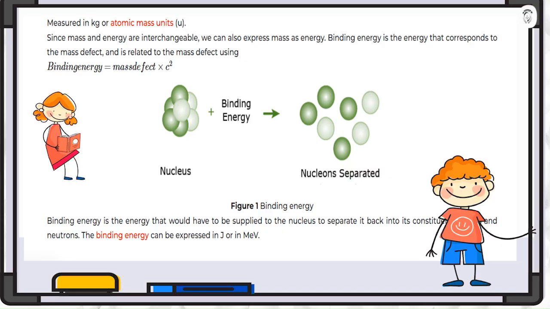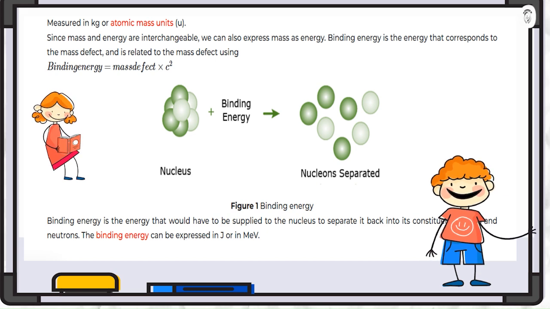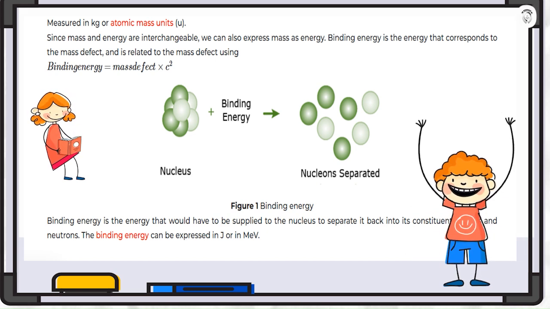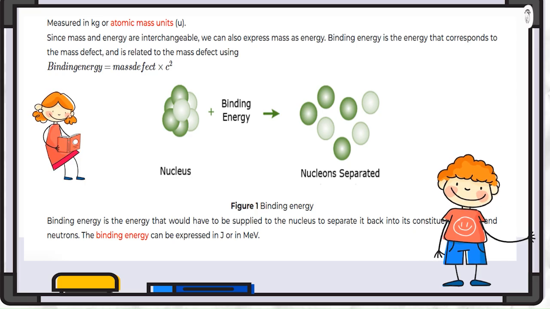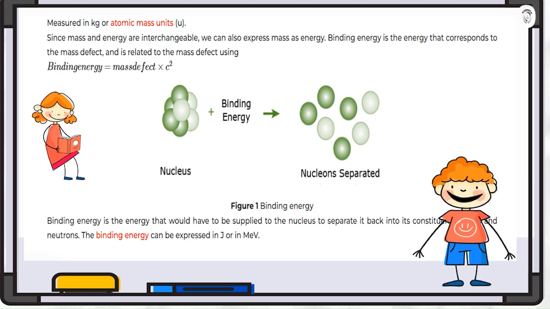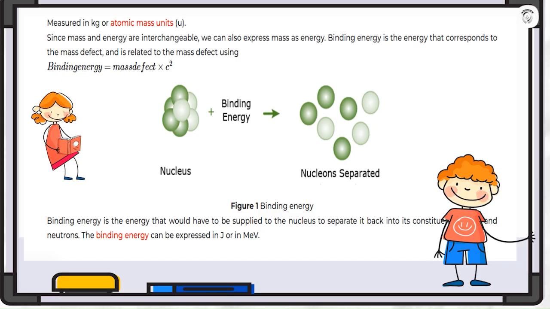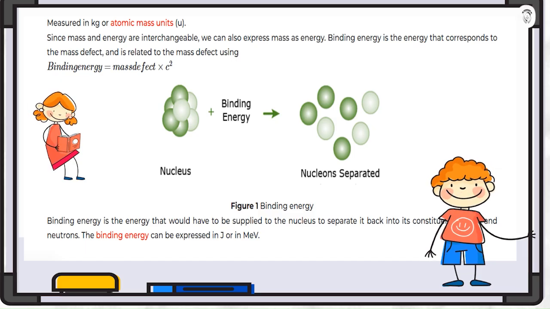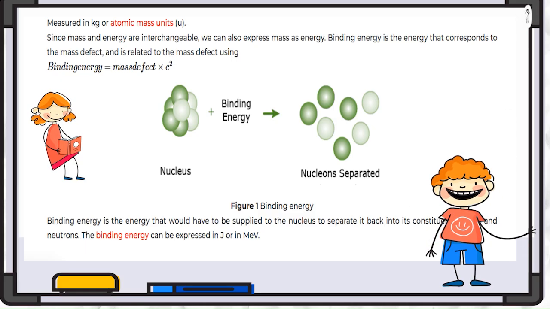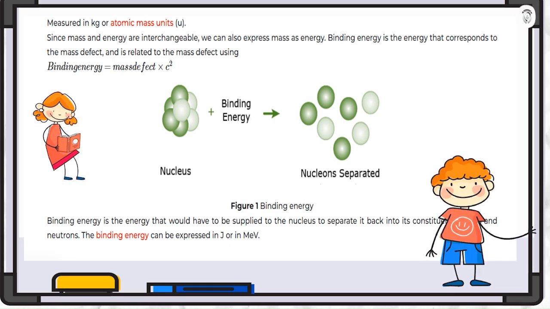Let us now talk about the mass defect, or in other words, the binding energy. We just came to know from Einstein's theory of relativity that mass and energy are interchangeable with each other. Therefore, if you want to separate a nucleus into its nucleons, we must provide it with energy, and that energy is called the binding energy. Binding energy is the energy that would have to be supplied to the nucleus in order to separate it into its constituents. Most of the time this is measured in joules or sometimes in mega electron volts.